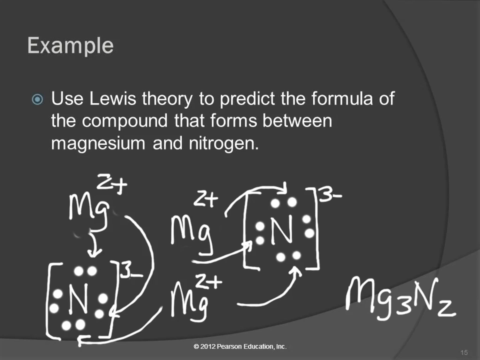Now, predicting that formula just by looking at charges that you get off the periodic table is faster, isn't it? But this explains why what we do from the periodic table works. It's because of the valence electrons and getting rid of them to form octets, those full valence shells. And that's the reason behind this. Any questions?